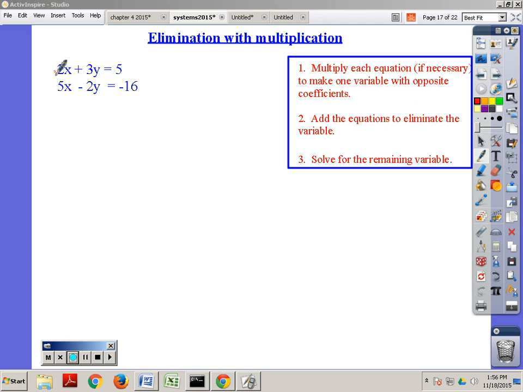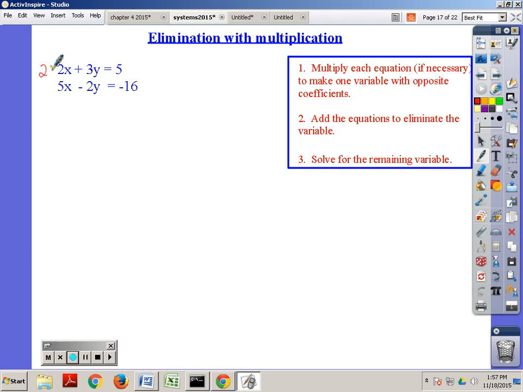But I could make these both into 10 and negative 10. I could make these into 6 and negative 6, and then one of them would be eliminated. It is a little easier if we notice this is a positive and this is a negative to make this coefficient into a 6 and this into a negative 6.